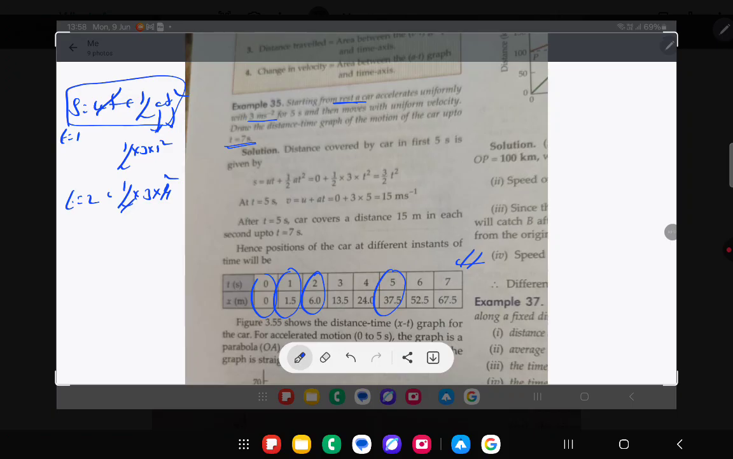Okay. At 5 you have to find the final velocity, because after that it's not going to accelerate. For that you're going to use the formula v is equal to u plus at, where v itself is what you need to find.